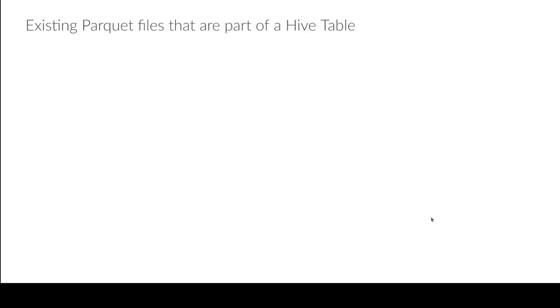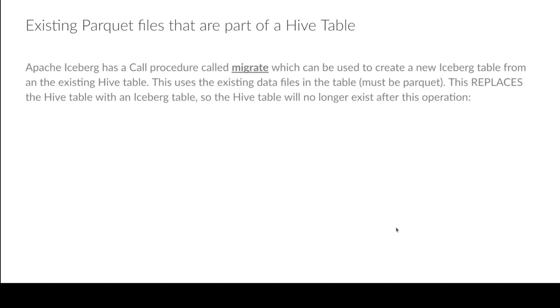So let's pretend that you have existing Parquet files that are part of a Hive table, okay? Bottom line, generally if you have a Hive table, it needs to be Parquet, Avro, or ORC files for it to be able to switch over to Iceberg if you want to use the existing data files. Okay, so we're going to be talking about the procedure called migrate. And the beauty of migrate is that you don't have to rewrite or move any files. Any files you have that are part of the existing Hive table can stay exactly where they are.